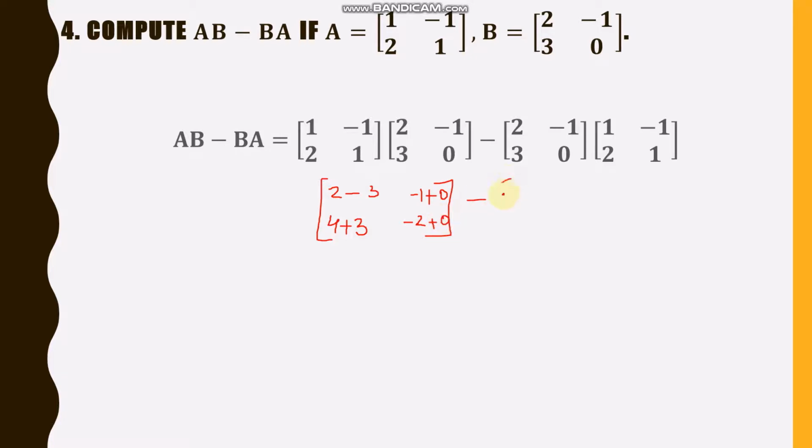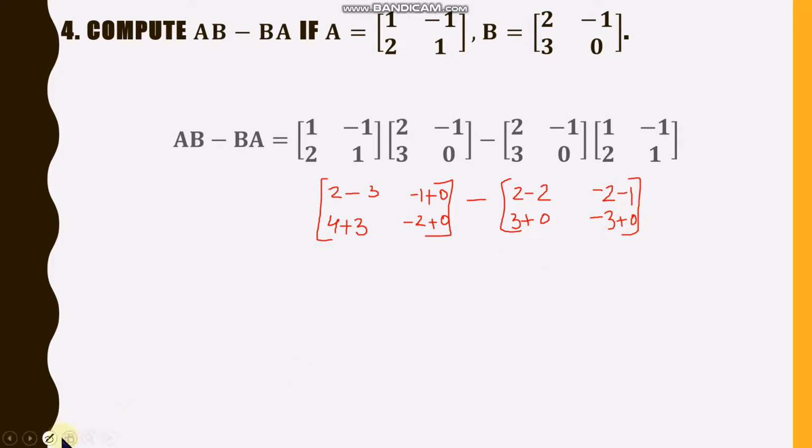Minus, then again the same kind of multiplication. Multiply the first row with the first column. So 2 multiplied by 2 will be 2 here, minus 1 multiplied by 2 will give me minus 2. Then 2 multiplied by minus 1 will give me minus 2, and minus 1 multiplied by 1 is minus 1. Now multiply the second row with the first column. So 3 multiplied by 1 is 3 and 0 multiplied by 2 is 0. Then 3 multiplied by minus 1 is minus 3 and 0 multiplied by 1 is 0.